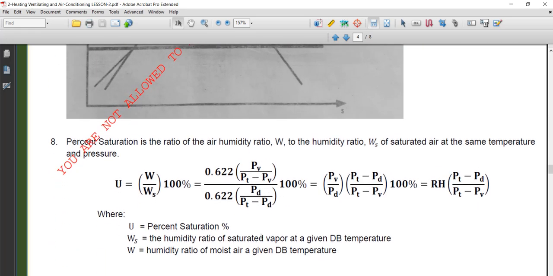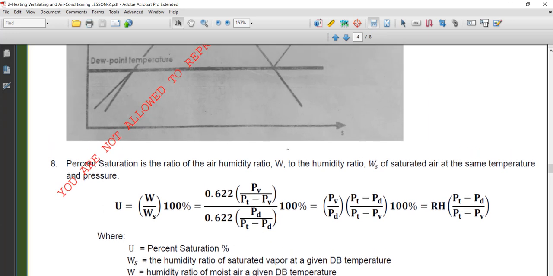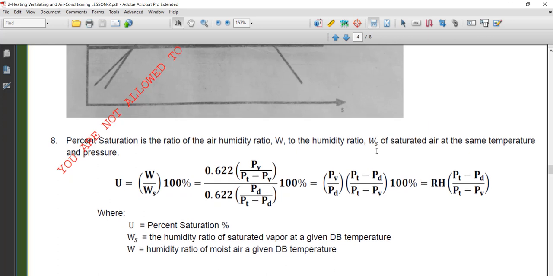Percent saturation is the ratio of the air humidity ratio to the humidity ratio of saturated air at the same temperature and pressure. So we have the percent saturation. It has been derived, and we have finally arrived at this one.